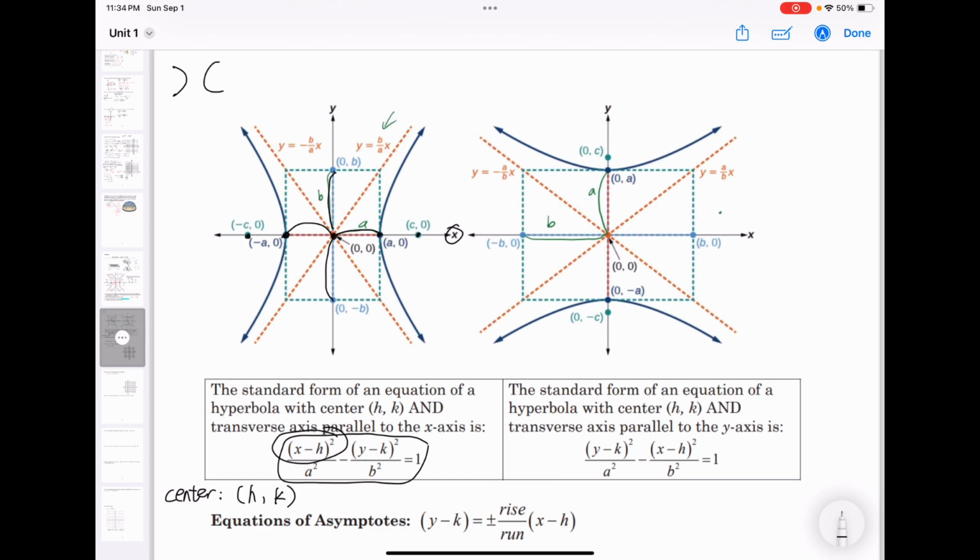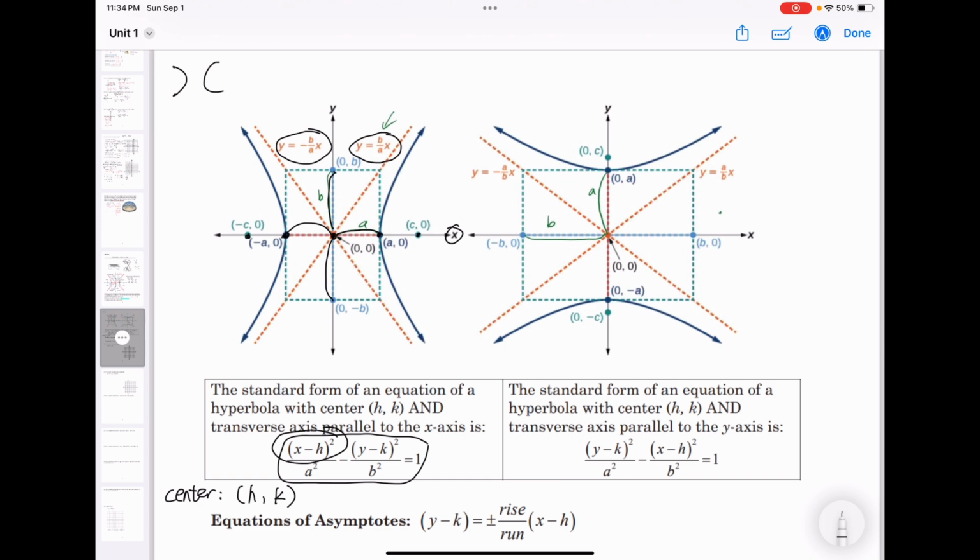So the asymptotes for this graph, center at 0, 0, are y is equal to b over a x, and y is equal to negative b over a x. Okay, so b over a or negative b over a is the slope of our asymptotes. Later we will talk about how to find the equation of the asymptotes.